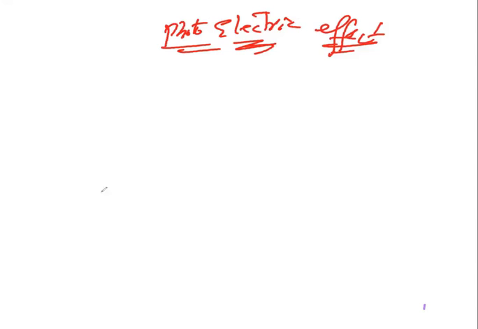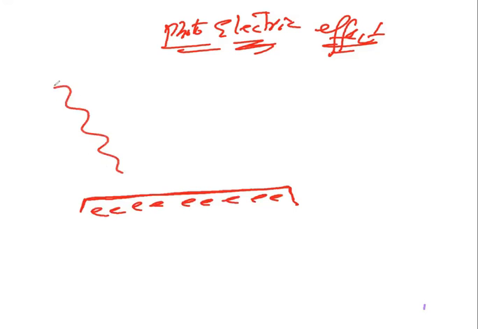Okay, so we have a metal surface, and as we know, metal is a conductor, and inside this metal we have lots of conducting electrons. So this is the electron, and when I strike photons on this electron, so now I am striking 3 photons, the photon will give energy to this electron.